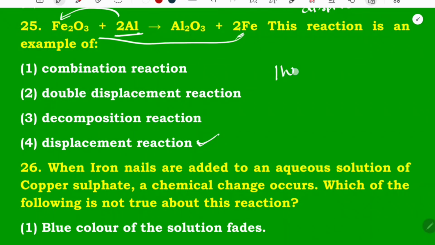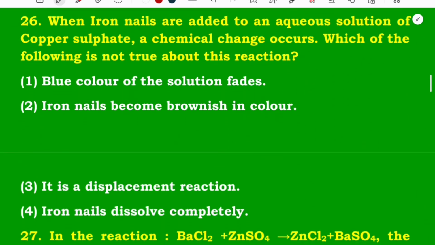Generally, this reaction is also called the thermite reaction. This reaction is used in the railway department. Why? Because when tracks are damaged, we can't immediately get liquid iron, so they use this method. We will discuss it clearly in metals and non-metals. Here we get the liquid form of iron, and aluminium is a powder. I hope you understood. This reaction is a displacement reaction. Next.